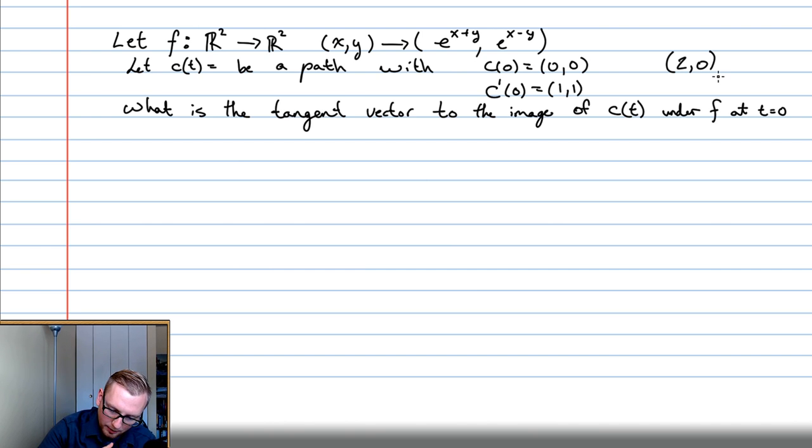So we want a path, a tangent vector to the image. Well, C of 0 equals 0, 0. C prime of 0 is 1, 1. We've got x and y going to e to the x plus y and e to the x minus y. Well, e to the x plus y at 0, 0 is 1, 1.